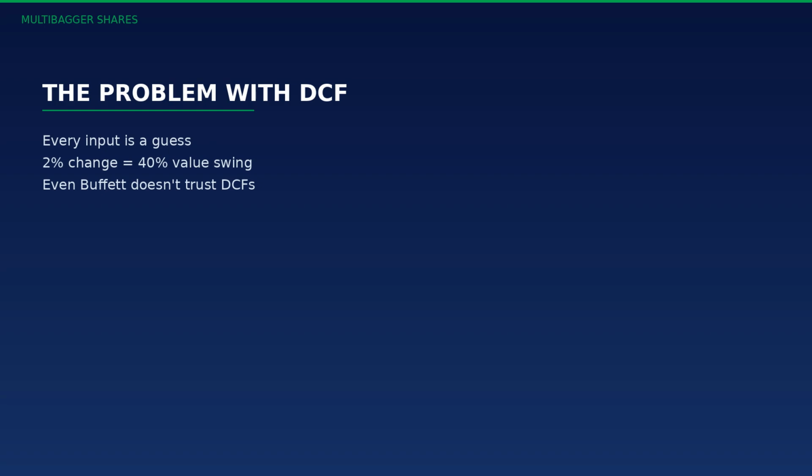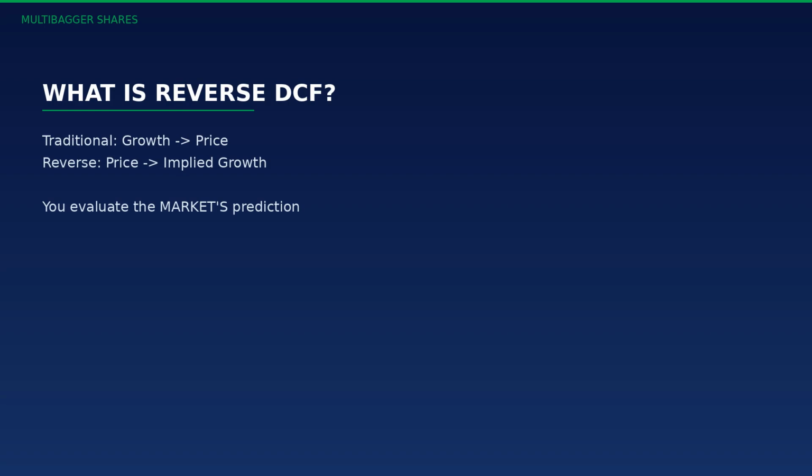But here's the genius twist: instead of building a forward model and guessing growth, you reverse engineer what the market is already assuming. This is the reverse DCF. It asks, given the current stock price, what growth rate is the market implicitly pricing in? Let me explain with a simple example.